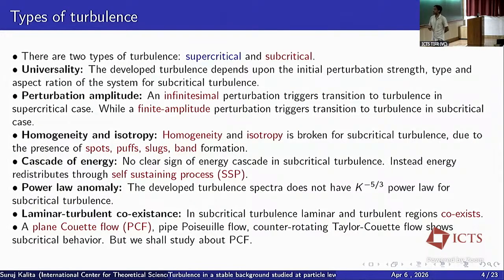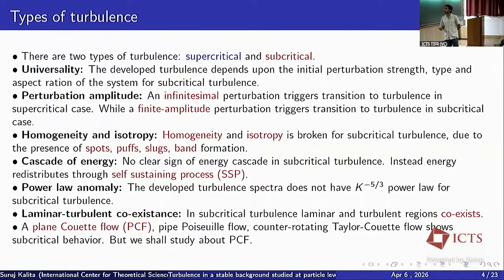There are two types of turbulence: supercritical turbulence and subcritical turbulence. We all know very well about supercritical turbulence. The Kolmogorov 1941 theory is based on supercritical turbulence. But when we talk about subcritical turbulence, it deviates from what we usually know and what we usually do at ICTS. And the first thing is universality.